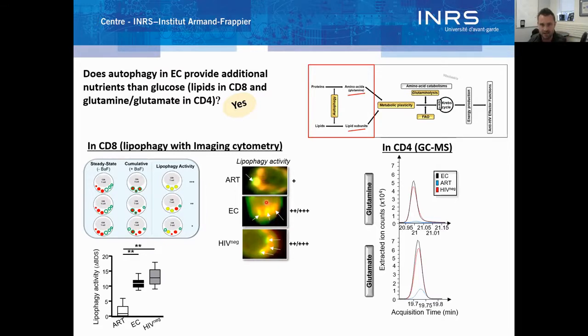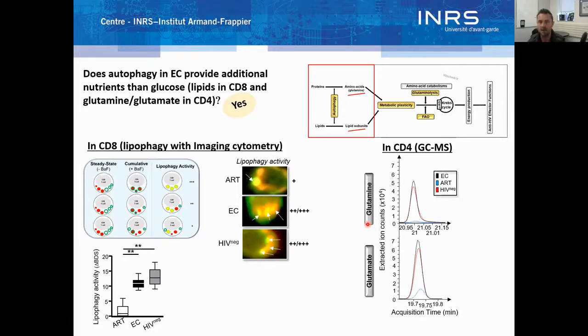And as you can see here on the right, there are many more autophagolysosome vacuoles, including lipid content, in elites and in HIV negative than in ART. And here you have the values we got with the machine. We did the same experiments on memory CD4 and we didn't find any differences. And we also found really basal low levels of use of the lipid content in CD4.